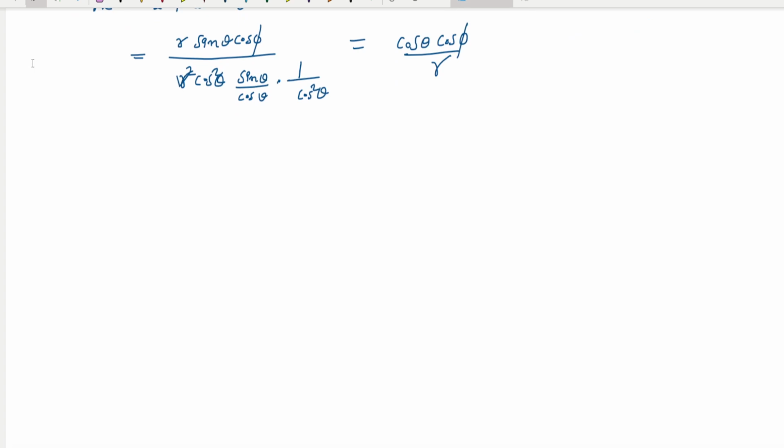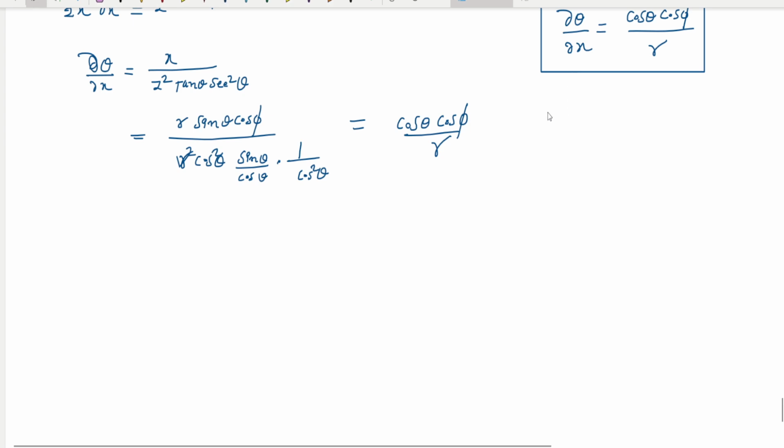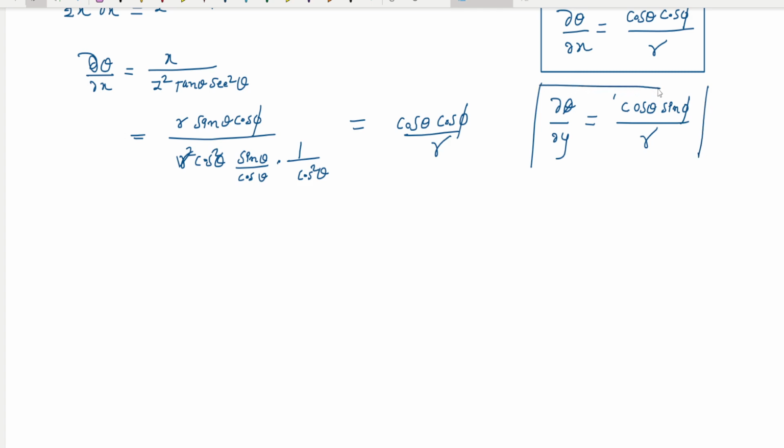Next, in a similar way, you can derive the rest. The partial derivative of θ with respect to y, if you derive, you get cosθ sinφ divided by r. And ∂θ/∂z equals minus sinθ divided by r.